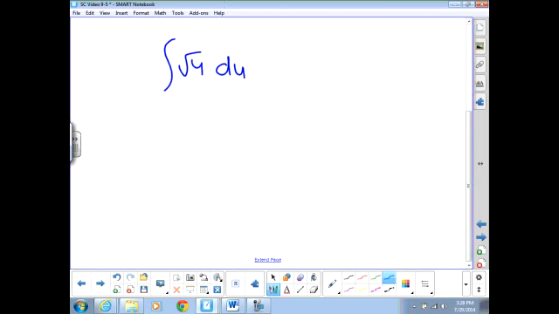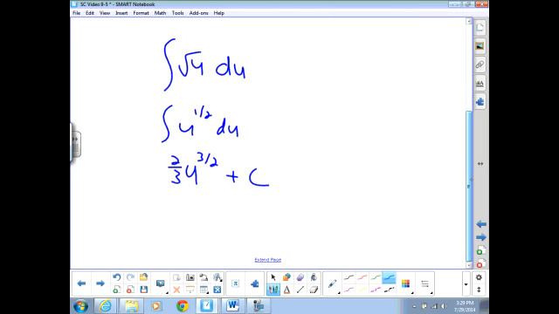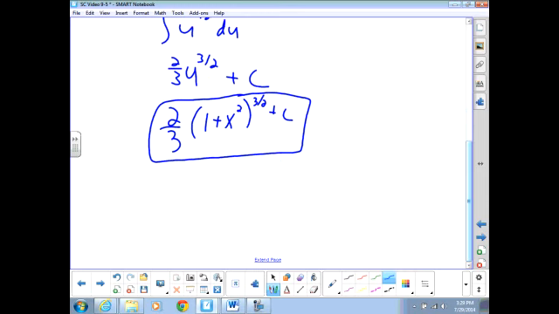We can rewrite the square root of u as u to the 1/2. So our antiderivative will be u to the 3/2. We'll put the 2/3 out front. Because this is indefinite, we need to put a plus c. Now the one thing you have to do at the end is remember to re-sub back in. We didn't really have u in our original problem. Our u is really 1 plus x squared. So all we have to do at the end is replace our u with that original 1 plus x squared. And this is our indefinite integral.